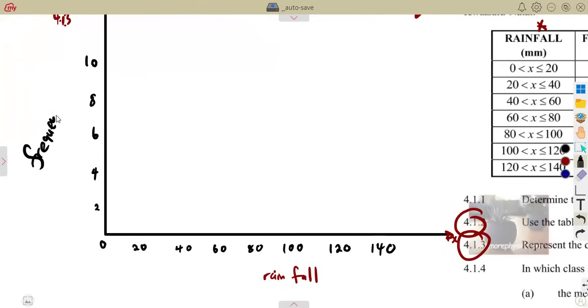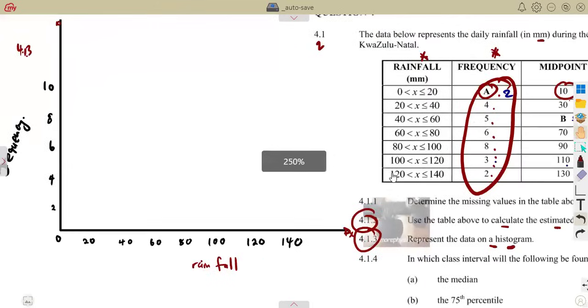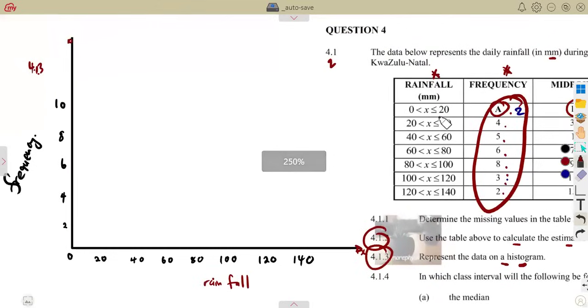So you've got your frequency. Like I said, I'm just going to show you a sketch of what you are supposed to have in an accurate diagram. You are going to take your rainfall, the first class we are having, from 0 to 20 versus 2. So 0 to 20 is versus 2 here. It must be straight at 2 and back to 20 with a bar like that, using a ruler. You're supposed to use a ruler there, but I'm just going to show you a sketch, guys.